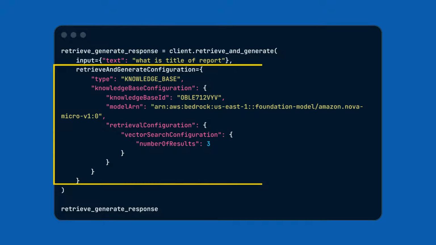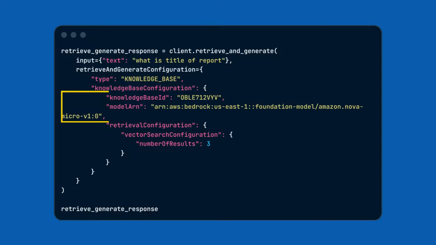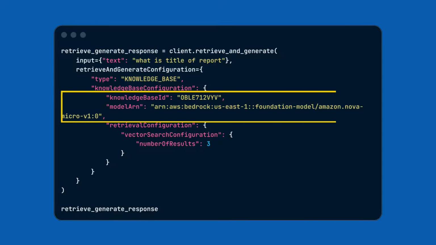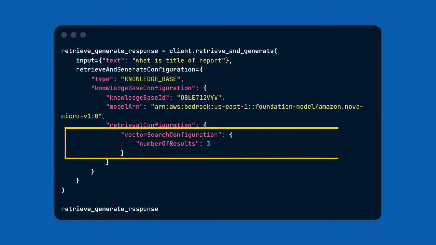Retrieve and generate configuration defines how the process works. The type is set to knowledge base, which means we are querying a knowledge base rather than just a document or other sources. Inside the knowledge base configuration, we have defined the knowledge base ID and model ARN. The model ARN tells Bedrock which foundation model to use for generating the answer. In this case, it's the Amazon Nova Micro model. In the vector search configuration, we have set number of results to 3, which means the system will retrieve the 3 most relevant chunks before generating the answer.